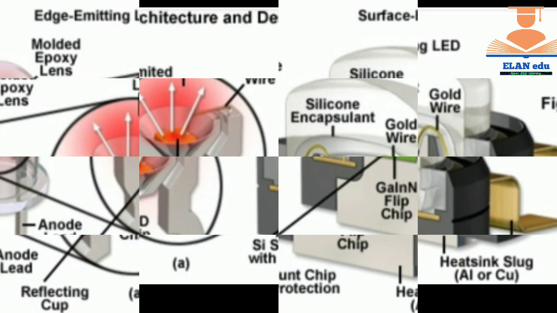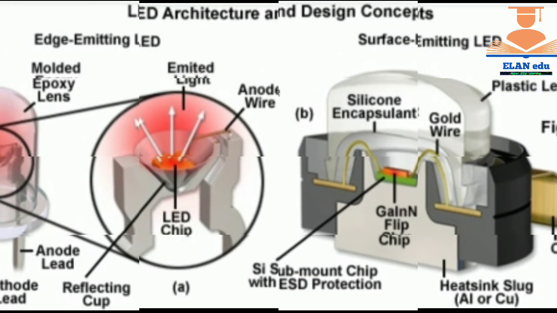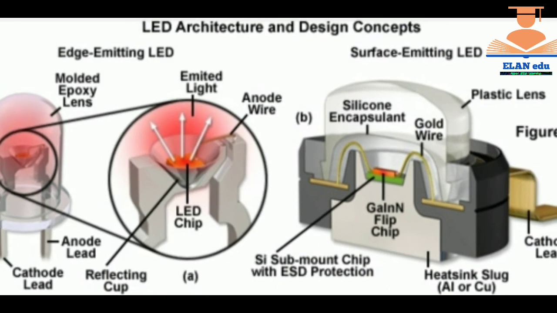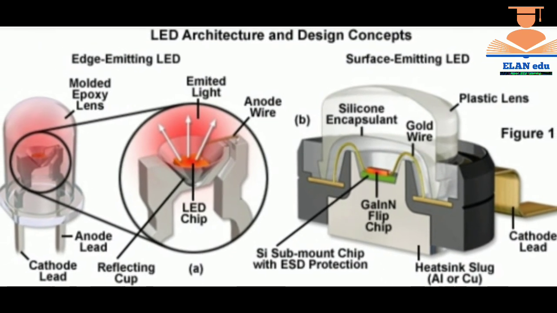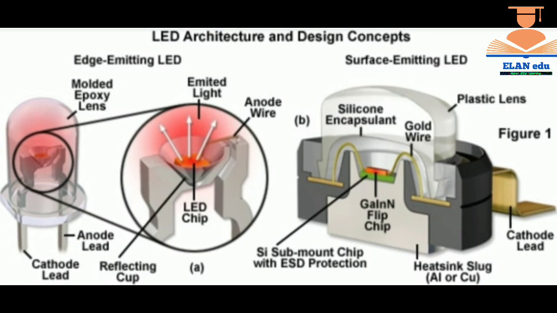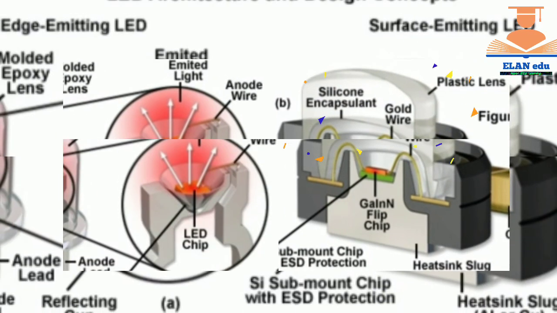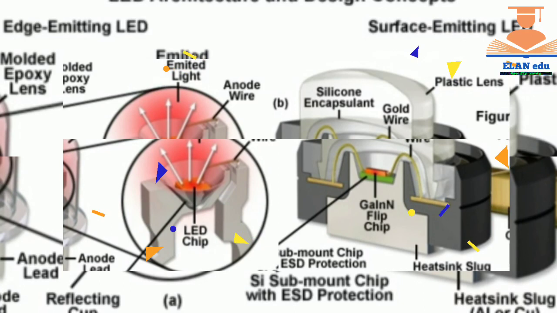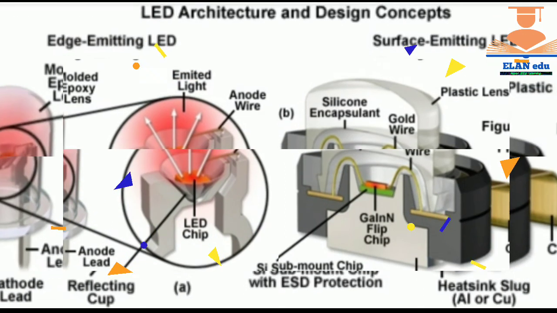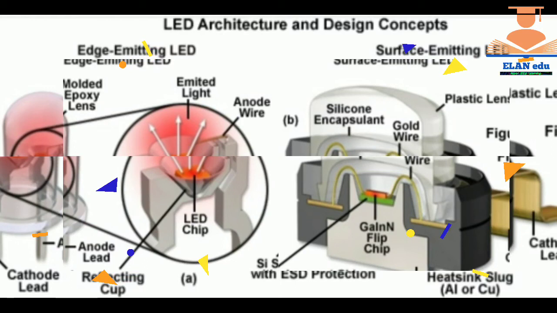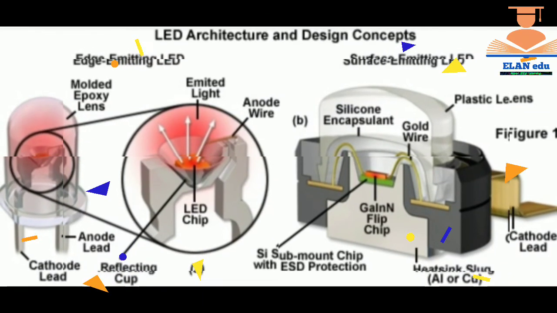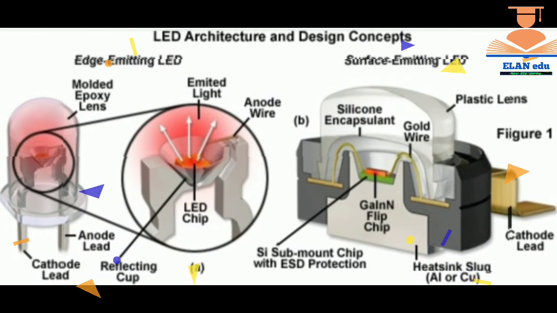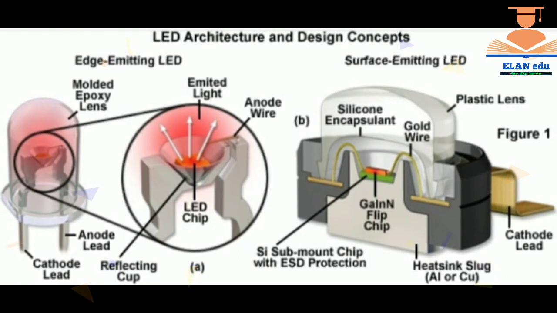This diagram shows the types of LED, that is surface emitting LED and edge emitting LED. In the surface emitting LED, the active region is made near to the surface, whereas in the edge emitting LED we make the active region at the edge of the device. Epoxy resin is used in the edge emitting LED to protect the layer from electrical contacts.